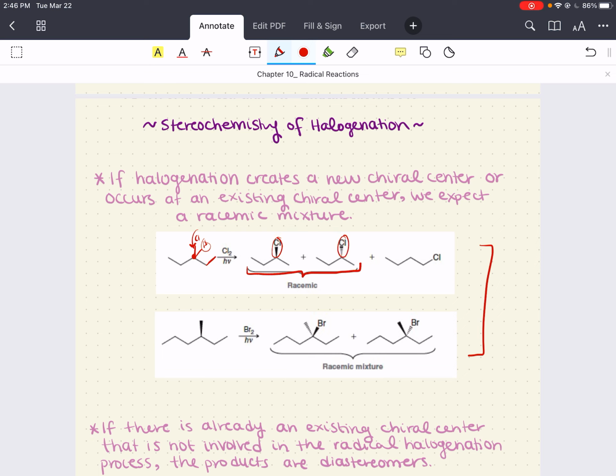Of course, you're also going to get the product for primary radical formation here. So yes, you can form a secondary radical here where you can add the chlorine. You can also form a primary radical here and add the chlorine here. This would also still be a product.